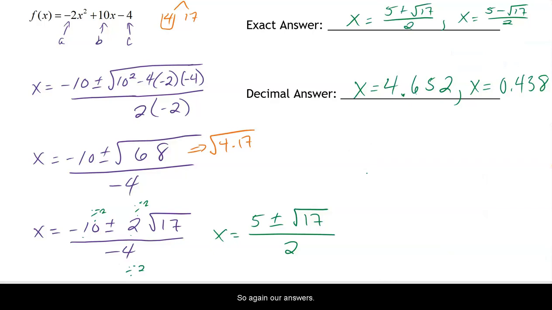So again, our exact answers: x would equal 5 plus square root of 17 all over 2, or x would equal 5 minus square root of 17 all over 2, or our 2 decimal answers, 4.652 or 0.438.